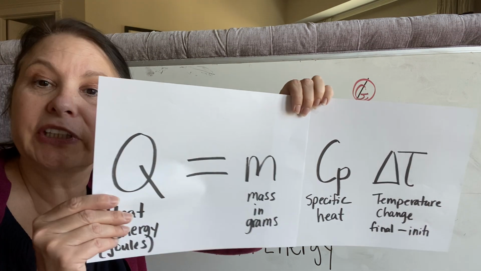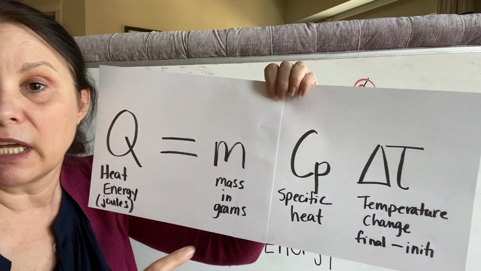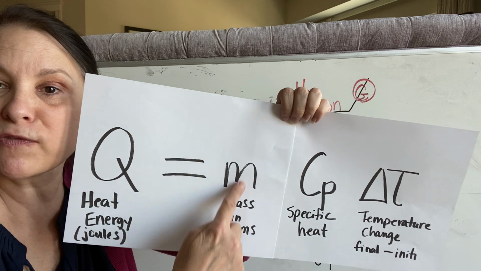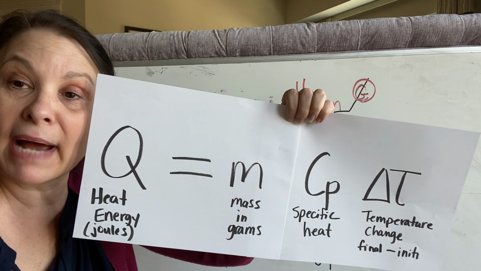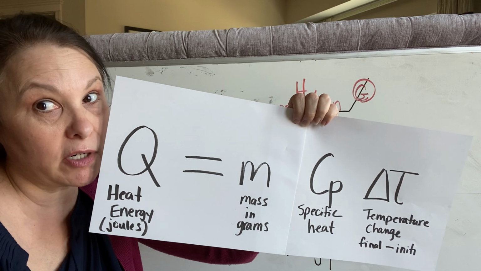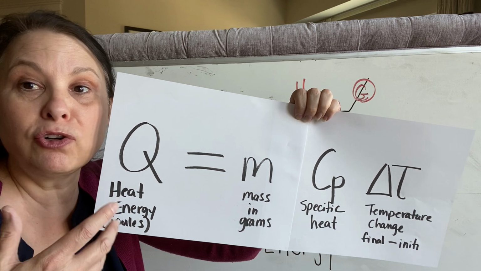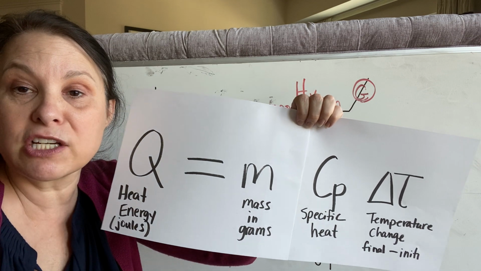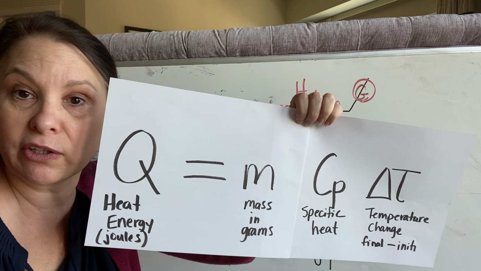Now, let's come to the other side of the equation. The other things that determine the amount of heat you need is, first of all, the mass, and the mass will always be in grams. We've talked about that a lot, so whatever number is followed by the g or the grams, you need to know that that is your mass, and that's going to go here.